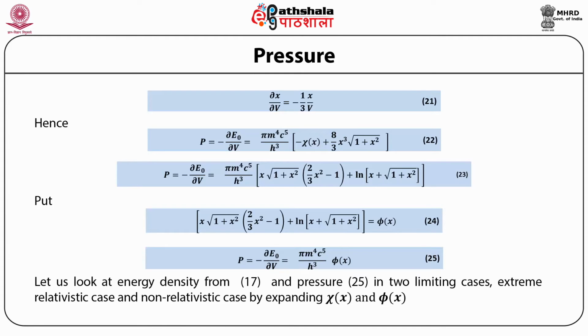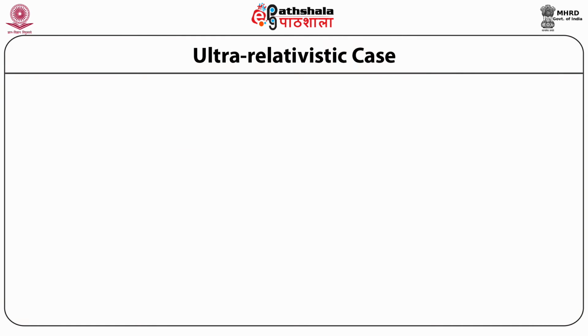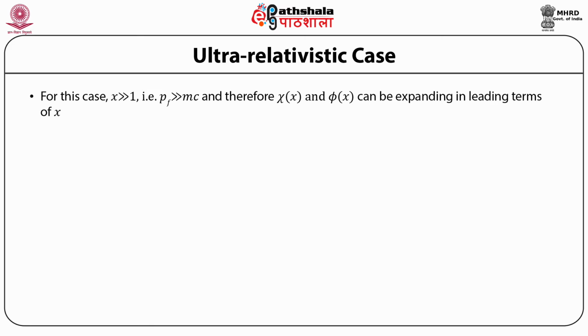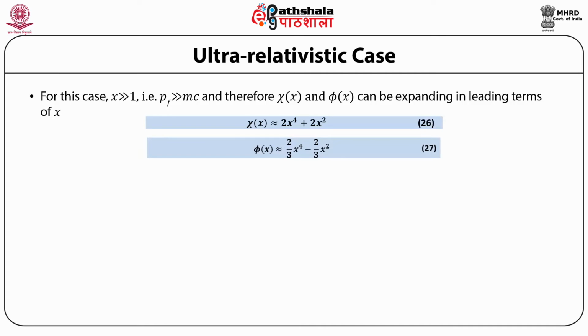Let us look at energy density 17 and pressure 25 in two limiting cases, the extreme relativistic case and the non-relativistic case, by expanding χ(x) and φ(x). So let us look first at the ultra-relativistic case. For this case, x is very, very much greater than 1. That is, Pf is very, very much greater than mc, and therefore χ(x) and φ(x) can be expanded in leading terms of x. That is, χ(x) is approximately equal to 2x^4 plus 2x², and φ(x) is equal to 2 upon 3 x^4 minus 2 upon 3 x².